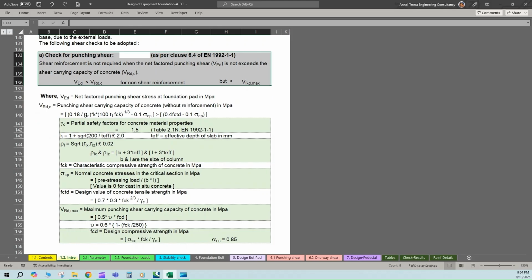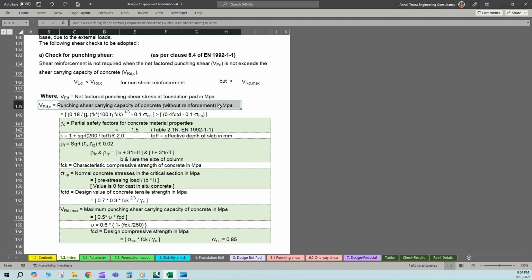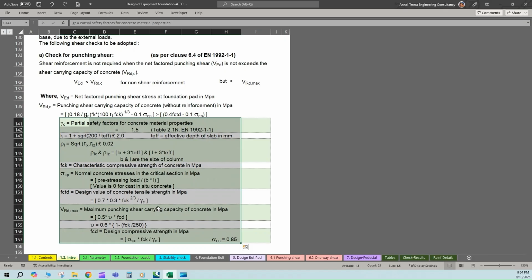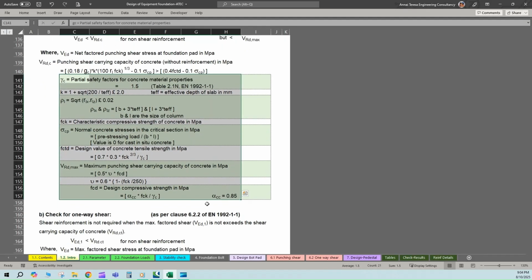The brief discussion is that VED, which is the horizontal shear force developed in the foundation, is to be less than VRD,c. VRD,c, the calculation procedure is here. We can see this 0.18 over gamma C to be applied here. And these are the various ingredients which we need to find out from EN 1992, that we can discuss in more detail during stage 6.